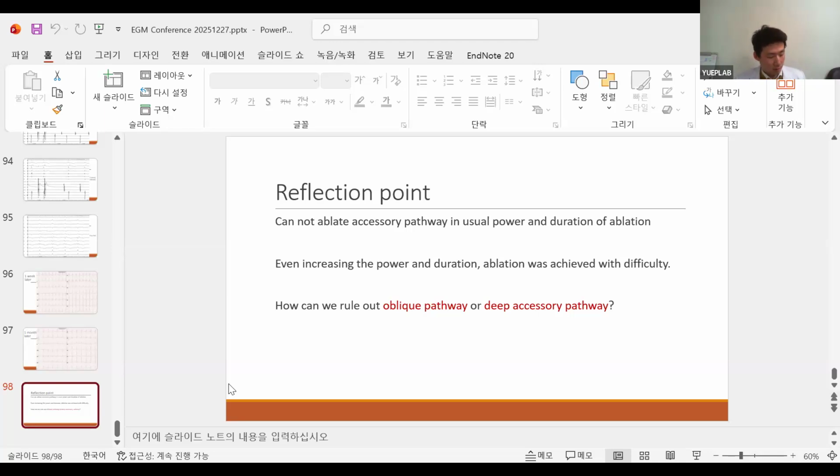Do you have any experience with 3D mapping for redo cases? Is it helpful? Not much helpful, actually. Not much helpful. Same difficulty. Okay.